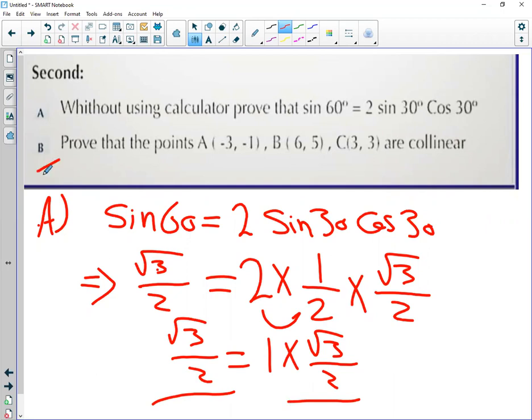Letter B: prove that the points A(-3, -1), B(6, 5), and C(3, 3) are collinear. Do you know what is the result, Tahir?